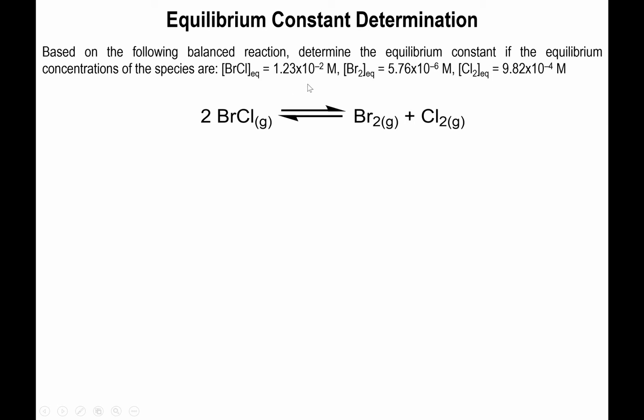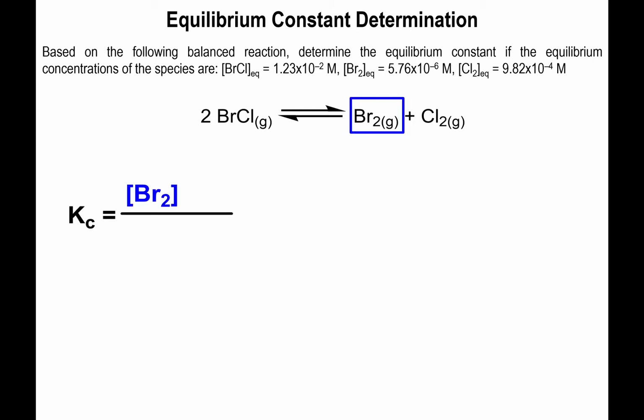at equilibrium. So notice here that I have brackets BrCl and a subscript EQ, implying that this is the equilibrium concentration of BrCl. Same thing for Br2 and the same thing for Cl2. We have the equilibrium concentrations. So all you have to do is, based on the balanced equation, write out the expression for the equilibrium, which will be Br2 times Cl2 divided by BrCl squared. And just make sure that you're not including things that are solids or liquids.